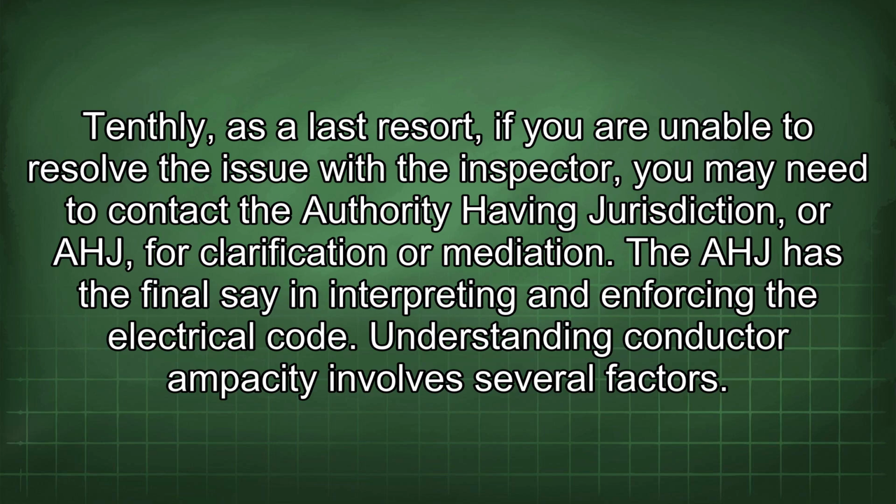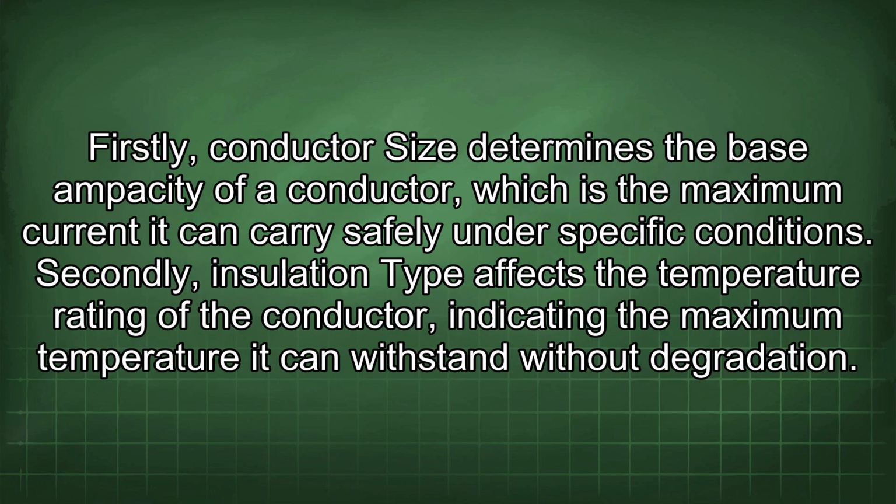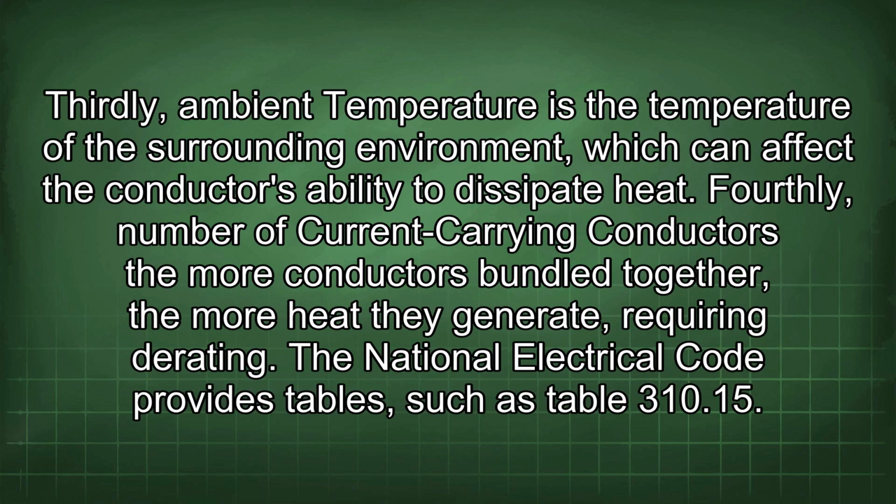Understanding conductor ampacity involves several factors. Firstly, conductor size determines the base ampacity of a conductor, which is the maximum current it can carry safely under specific conditions. Secondly, insulation type affects the temperature rating of the conductor, indicating the maximum temperature it can withstand without degradation. Thirdly, ambient temperature is the temperature of the surrounding environment, which can affect the conductor's ability to dissipate heat.